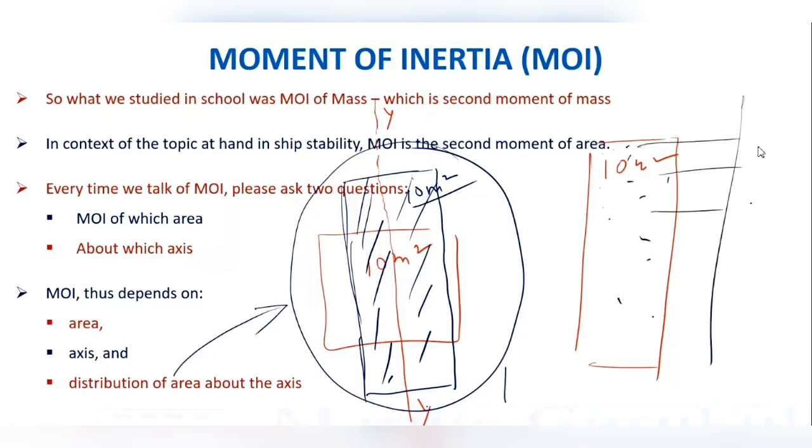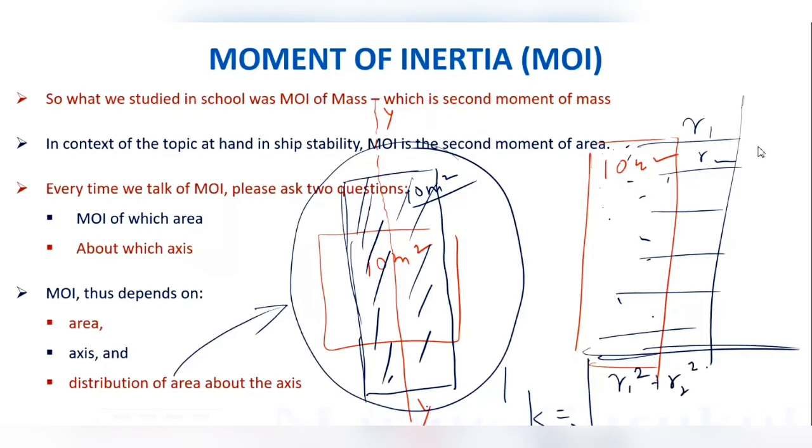They are basically point particles, right? They will have their distances from the reference axis: r1, r2, and so on. Radius of gyration will be equal to the square root of (r1 square plus r2 square up to rn square) divided by n. So it is the root mean square of all these radii. I'll not take you into that detail. It's not required for us.